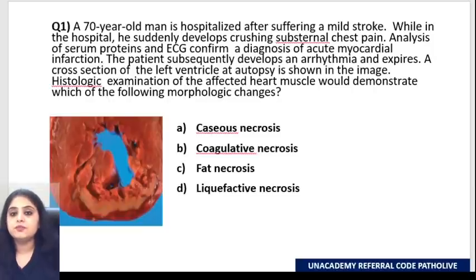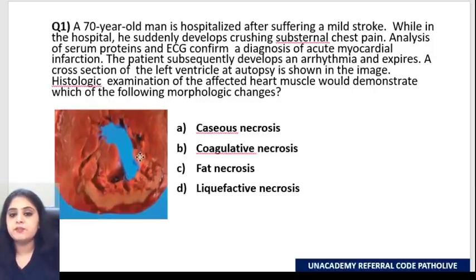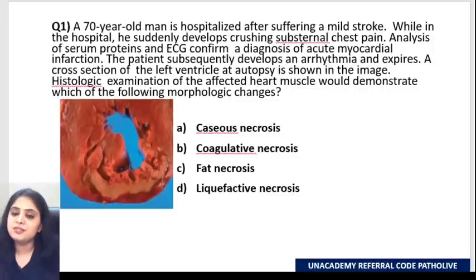I know most of you would love to go retrospective and have probably given an answer already, but it's my duty to read the entire question. It should also be your duty, because in the exam, sometimes even one line changes everything. A 70-year-old man is hospitalized after suffering a mild stroke. While in the hospital, he suddenly develops crushing substernal chest pain. Analysis of the serum proteins and ECG confirms the diagnosis of acute myocardial infarction. The patient subsequently develops an arrhythmia and unfortunately expires.